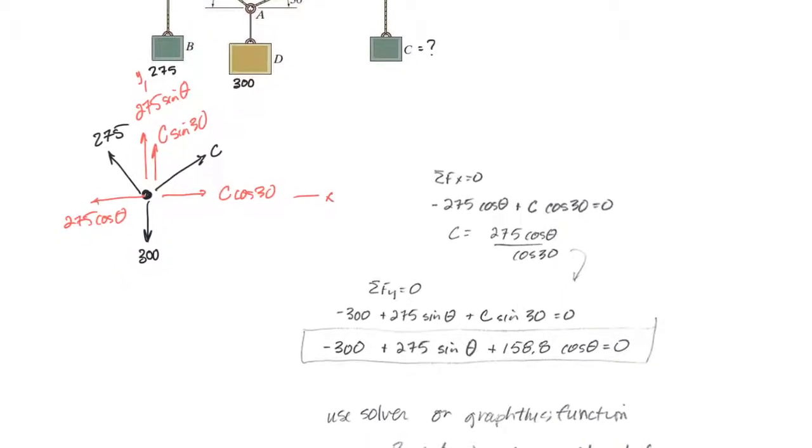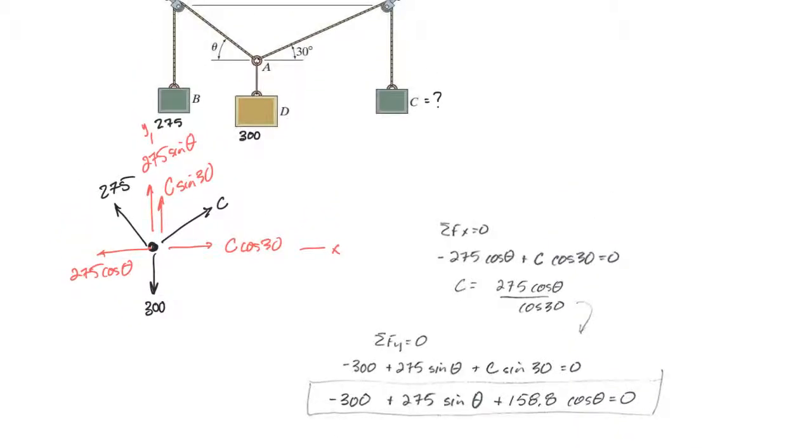If I sum the forces in the x direction, I have negative 275 cos theta plus C cos 30. Those are the only forces in the x direction. Sum the forces in the y direction. I got that 300, 275 sine theta, C sine 30, and I get this equation. Substituting this into here, I get this one equation right there. So you can see that there's an equation that has a sine and a cosine in it. That's a little hard to solve unless you have some modern techniques.